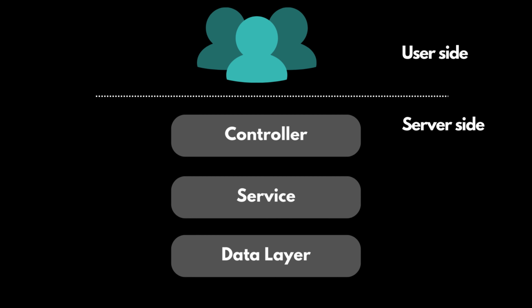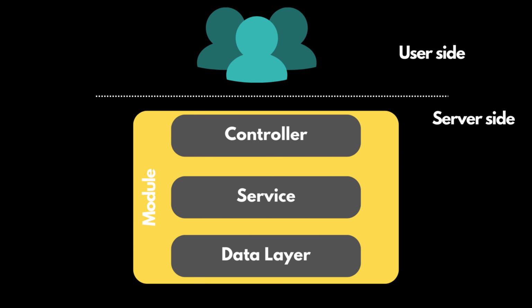Then we have the services layer. Services are the heart of the application because the business logic is living in the services. They also interact with the data layer, which is responsible for data persistence. Controllers, services, and the data layer together make a module. Small disclaimer. In NestJS there are other types of code units like guards or pipes, but they are not related to layered architecture. For simplicity, I will cover them in a separate video.